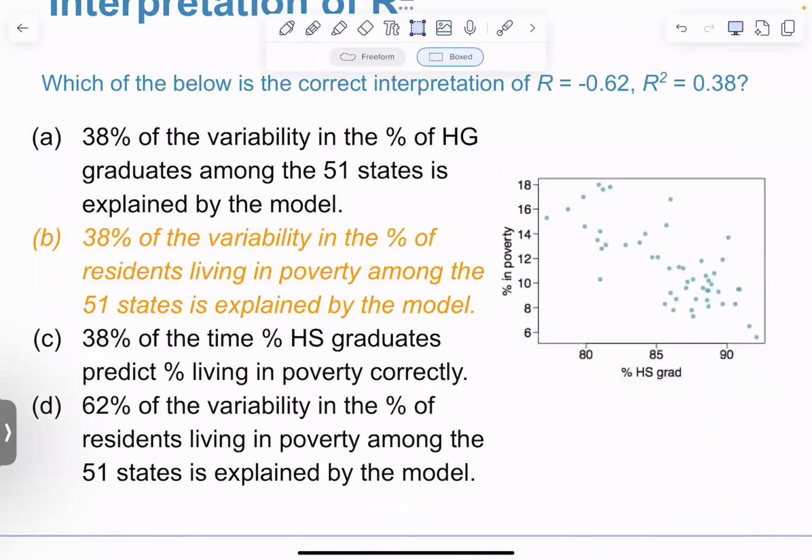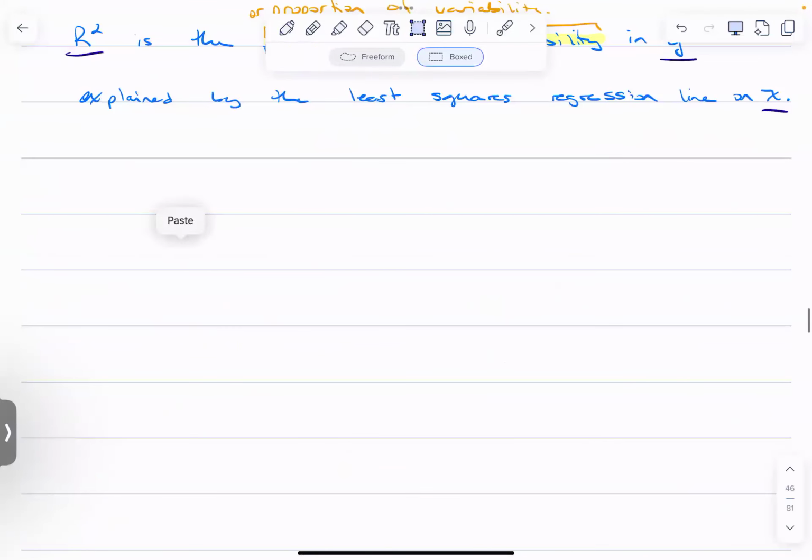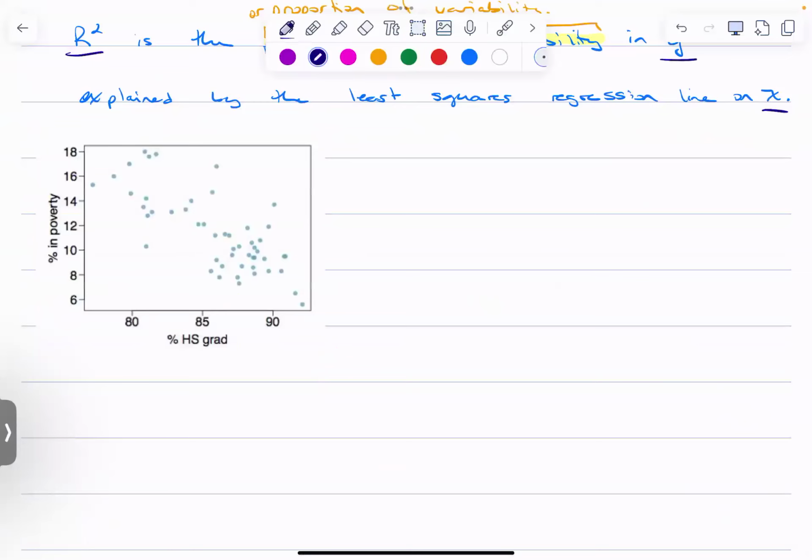Let's do this one because I don't love how she words things. I like to be kind of consistent with my own wording. So R was negative 0.62, right? The correlation we were given was negative 0.62. Checks out, right? I have this negative relationship. And I'll say that this is what we were given.